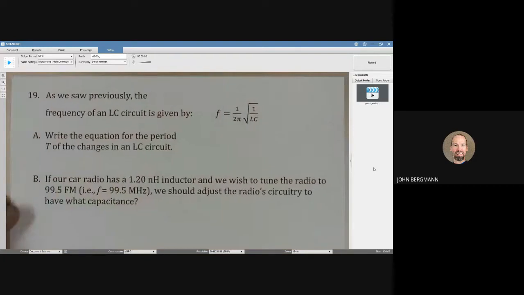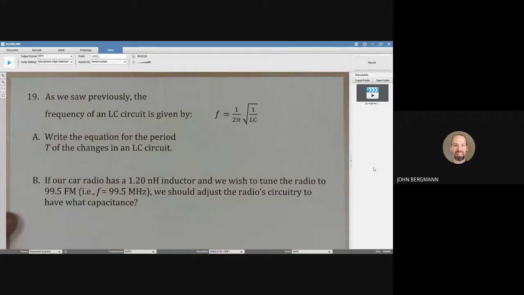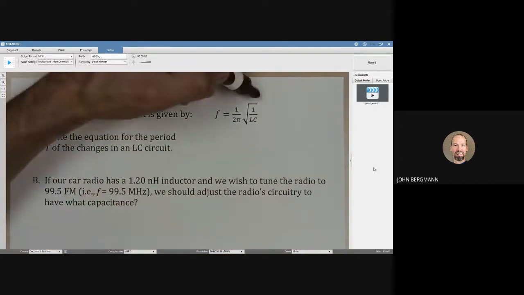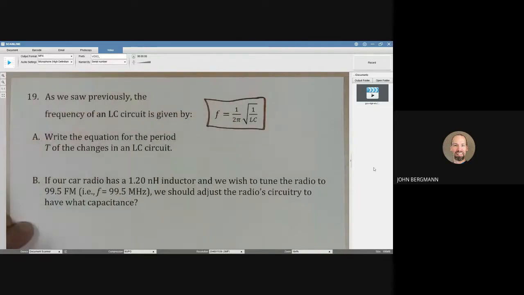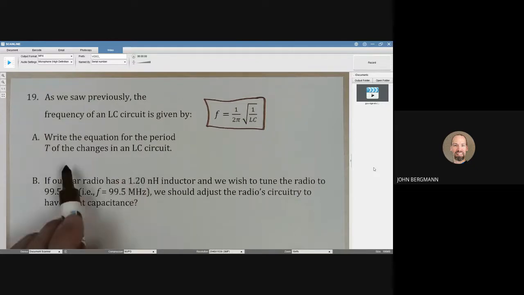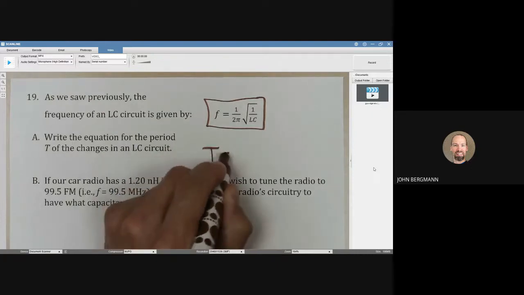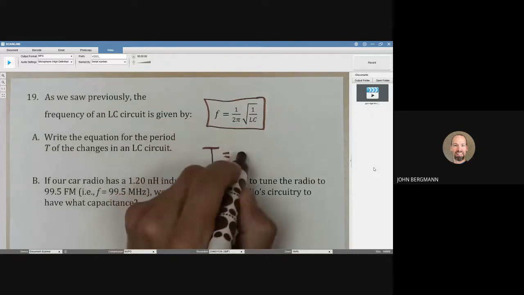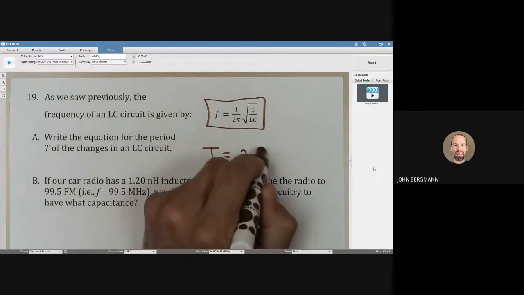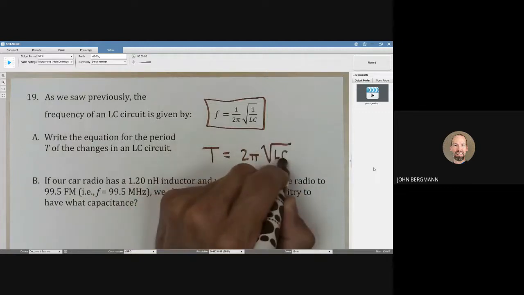As we saw previously, the frequency of an LC circuit is given by this equation right here. Why don't we write the equation for the period of the oscillations in an LC circuit? Well, the period is 1 over the frequency. If we took the reciprocal of the left side, then we'd have to do the same thing to the right side, and we'd end up with that.